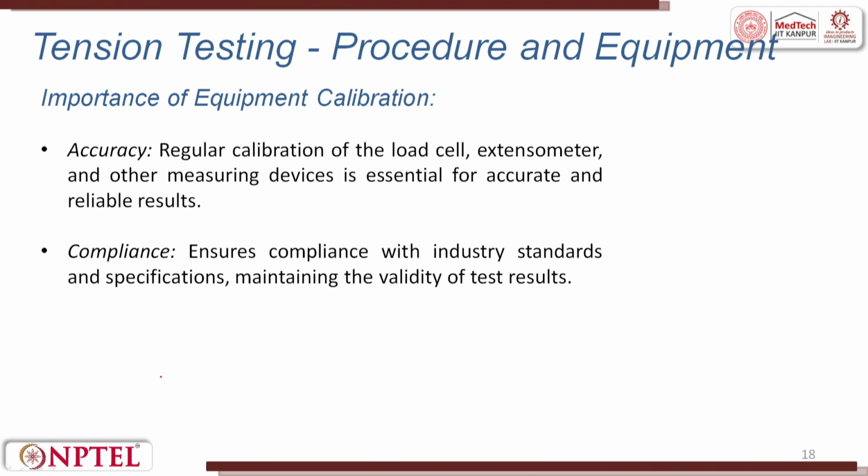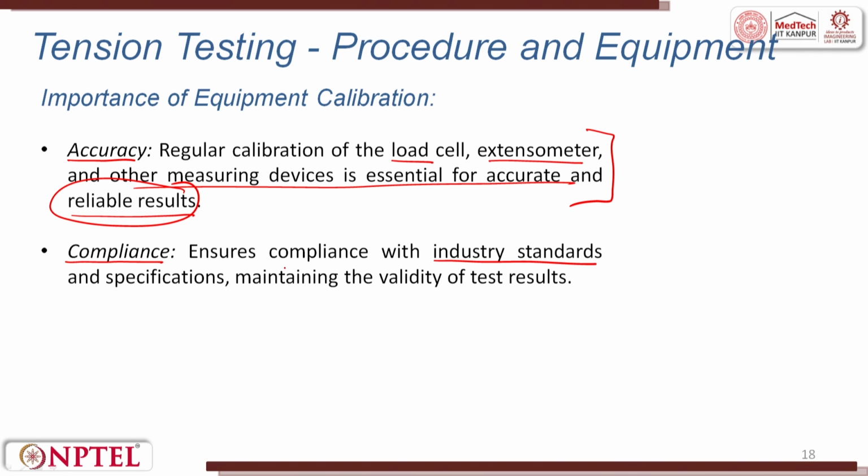So equipment calibration is very important here. First point is accuracy, another point is compliance. Accuracy means regular calibration of the load cell, extensometer and other measuring devices is essential for accurate and reliable results. On the other hand, there is also compliance. When we submit our results to the industry or the people who come to us for testing, there are industry standards. To ensure compliance with industry standards and specifications, maintaining the validity of test results is important. So that is why equipment calibration is also important.